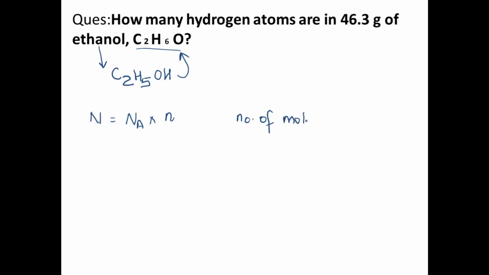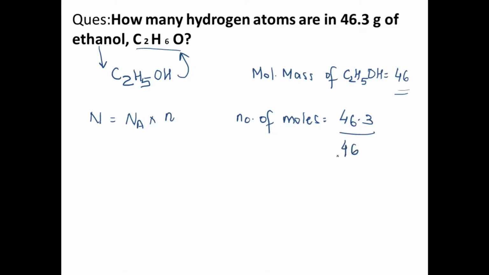And number of moles is equal to given mass, which is 46.3 in the question, divided by the molecular mass. So the molecular mass of ethanol is 46. Please check the description box for the link on how to calculate the molecular mass of a compound so that you have no difficulty understanding how this 46 comes.